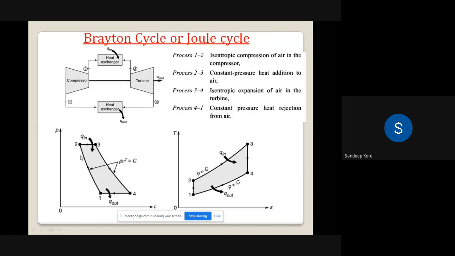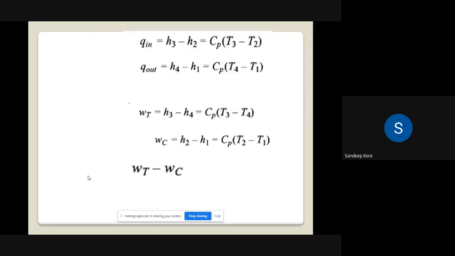At least note down this PV diagram. Let's draw the PV diagram, and based on that we'll solve the problems. Also note down these formulas.